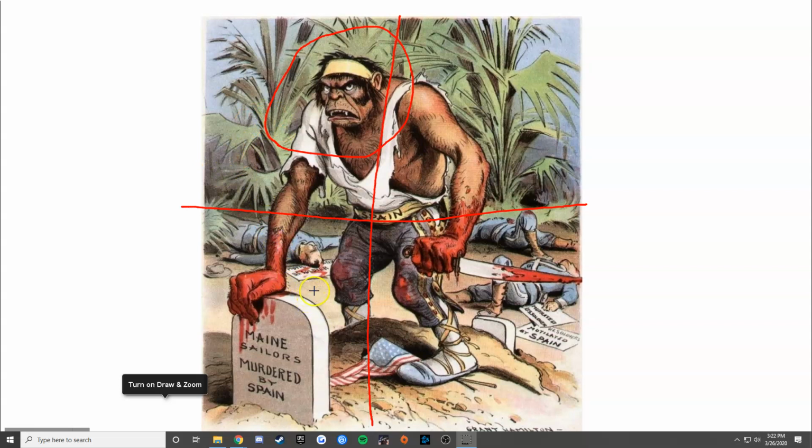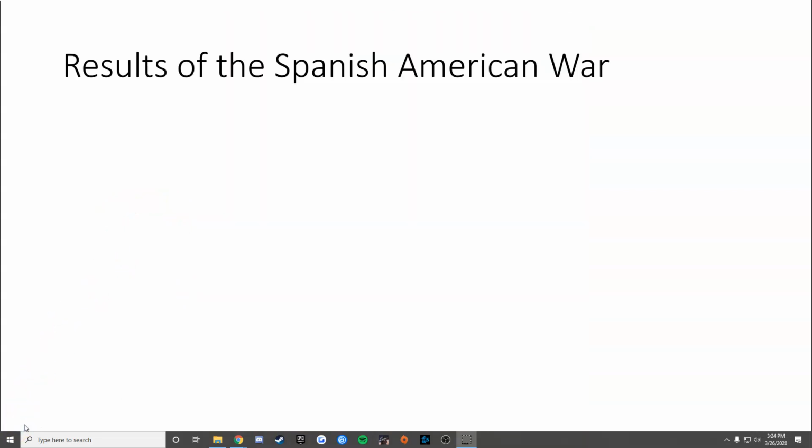Bottom left here, we have this gravestone. The Maine sailors were murdered by Spain. And he's stepping here on the flag, mutilated by Spain, mutilated U.S. soldiers. So that's what we can assume these people are in the background. The bloody knife here, the bloody hands, and he represents Spain. So you're kind of looking at it all, and you get the idea, what's the point of view of this cartoon? It's time for us to do something about this Spanish brute. Okay? Good. All right. We go to war with Spain.